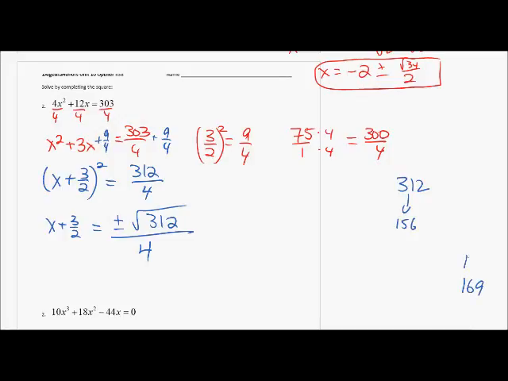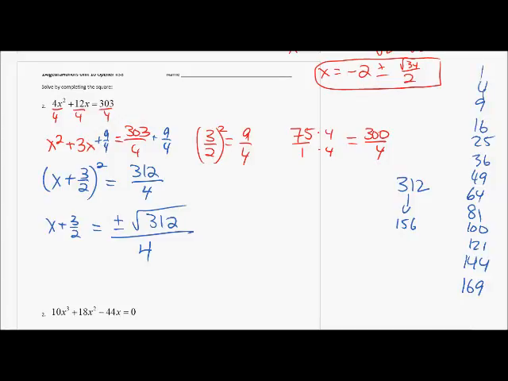If you don't recall, 144, 121, 100, 81, 64, 49, 36, 25, 16, 9, 4, and 1.